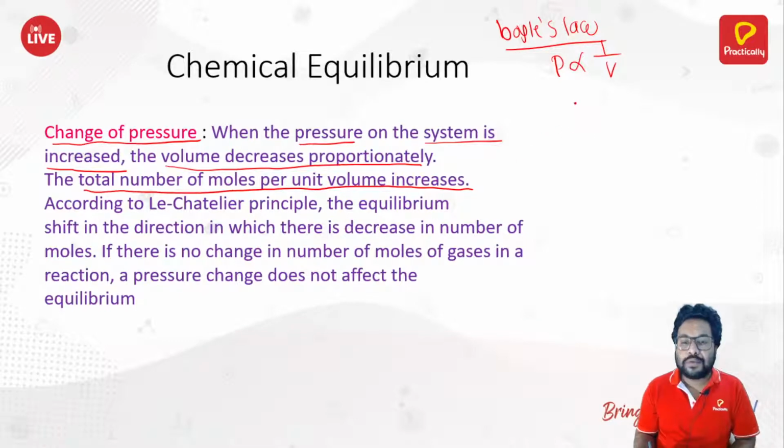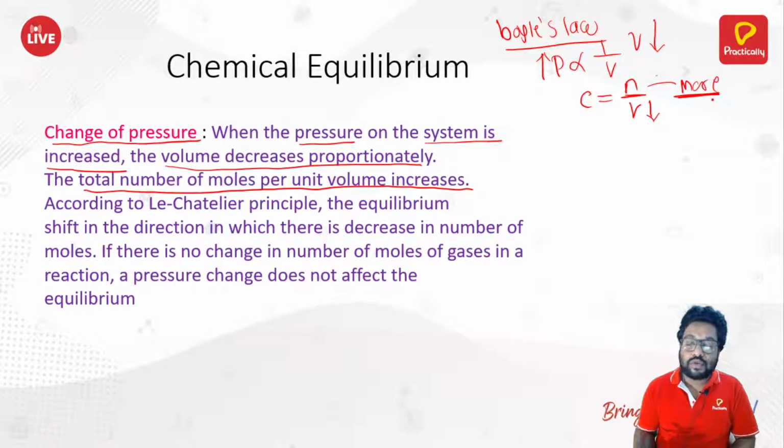Because what is the formula for concentration? Concentration is n by V, number of moles per unit volume. So when you are increasing the pressure, the volume will surely decrease. When this volume is decreasing, the total number of moles per unit volume appears to be more. So when the total number of moles appears to be more, the system will try to go in that direction where the number of moles is less.